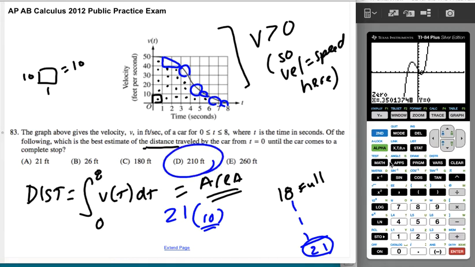So I'm going to go ahead and pick D. Notice the trap answer here is A, because you counted the boxes, you got 21 boxes, and then after you counted those 21 boxes, you forgot that each box was a 10 unit by a 1 unit. Because it was 10 feet per second times 1 second, which means that it was 10 feet. So 10 feet per box. All right.